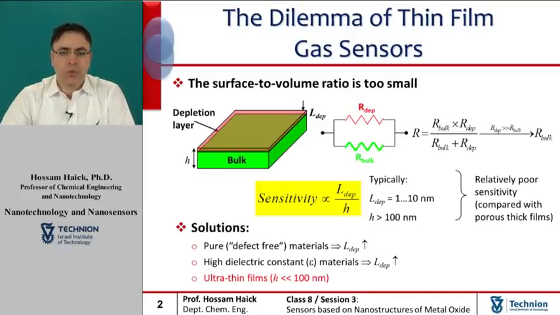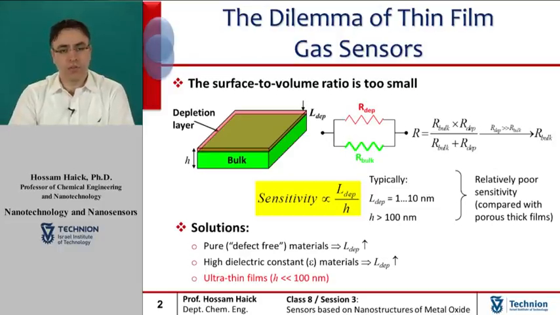Let's start with the dilemma of thin film metal oxide gas sensors. For dense structures, surface interactions with the gas phase affect the conductivity only at the top 10 or 20 nanometers. Therefore, it is reasonable that making these films ultra-thin leads to high sensitivities.